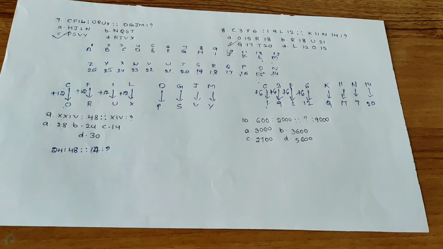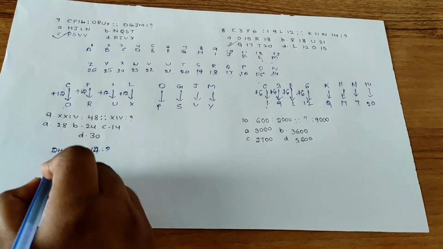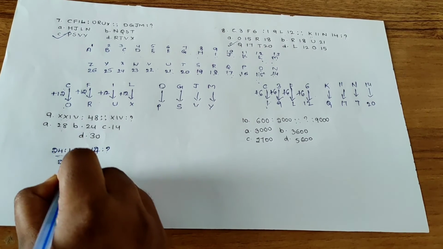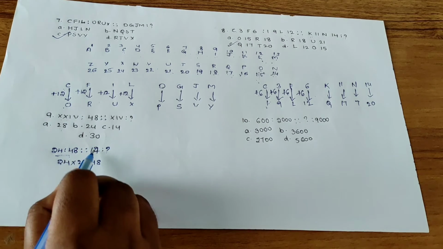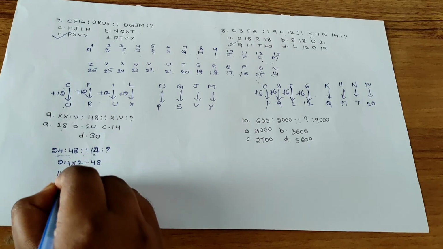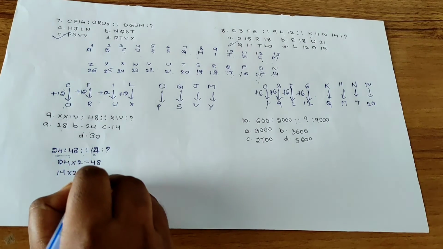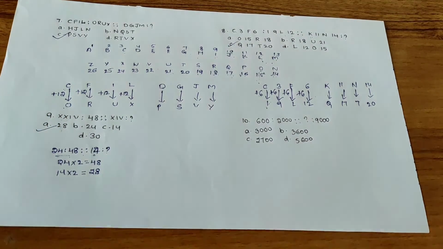So if you carefully see the first set, if you multiply the first number by 2, you get the second number, that is 24 into 2 is equal to 48. So here they have doubled it. Similarly, if you double 14, that is, multiply 14 by 2, you get 28. So the option is 1, which is 28. I hope you have understood it.